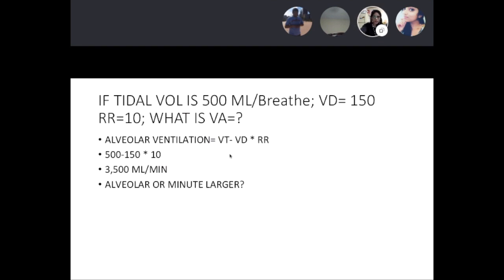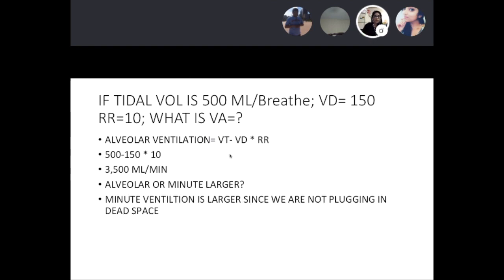But as food for thought to differentiate the two, would alveolar or minute ventilation be larger? Considering the equations, essentially, minute. Right. So minute ventilation is going to be larger since we're not plugging in the dead space amount. So yeah, that is all I have for you guys today. Short and sweet. If anybody wants to add anything, please do.